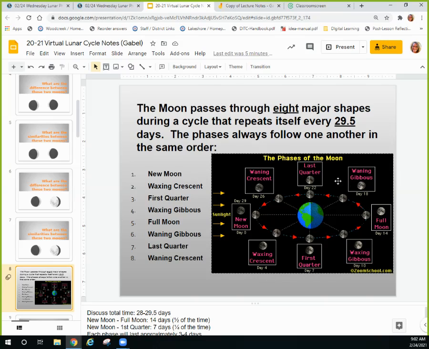So what's really awesome about this table is you can see from day 0 to first quarter, it takes 1 week. And from a new moon to a full moon takes 2 weeks or 14 days. So knowing that is really important, okay? From a full moon to third quarter is 7 days. And from third quarter to another new moon is 7 days. So from new moon to full moon is 2 weeks. And from full moon to new moon is 2 weeks.